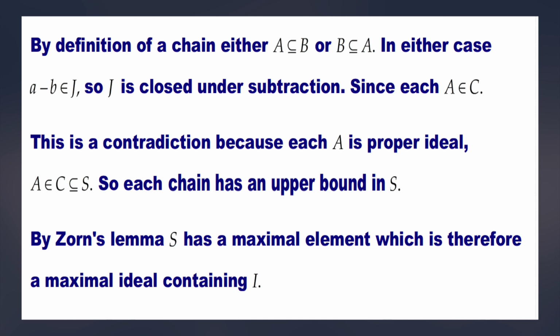Since each capital A belonging to the chain C is a proper ideal, this is a contradiction, because each A belonging to C is a subset of S. So each chain has an upper bound in S. By Zorn's lemma, S has a maximal element, which is therefore a maximal ideal containing I.